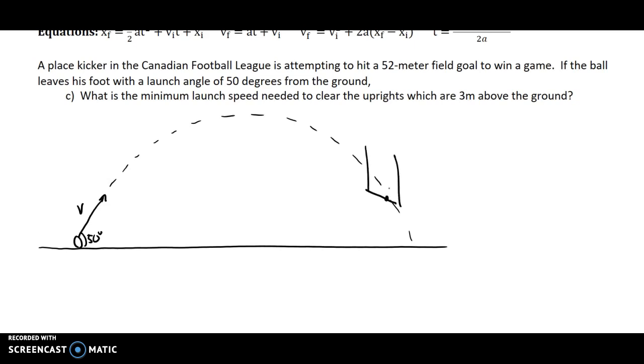So it's going to have a position right here, and those uprights are located at a position that's 52 meters away, and they are elevated 3 meters up based on what the problem says. So they're basically giving us our initial and final positions in the x and the y direction.